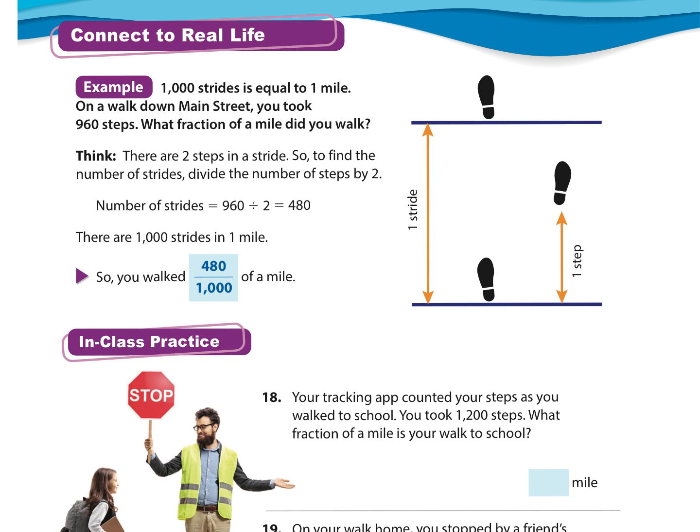Okay, so let's look at number 18. It says, your tracking app counted your steps as you walked to school. You took 1,200 steps. What fraction of a mile is your walk to school? So how would I solve this one? Anybody have an idea of what I would do? It's kind of similar. What could I do? Jack, what do you think I would do?